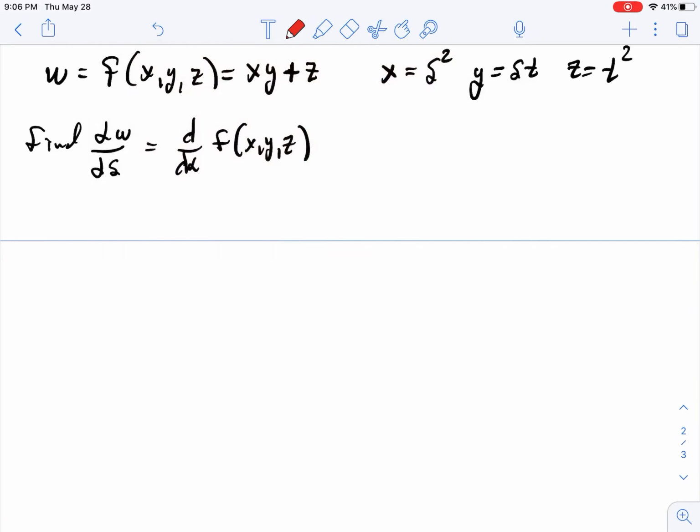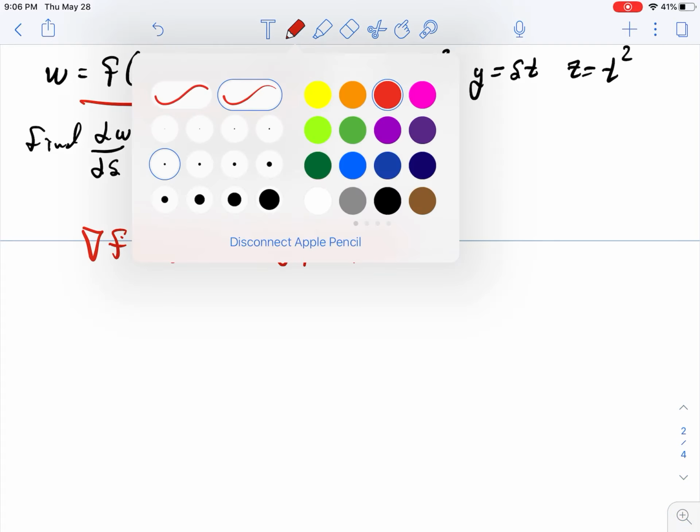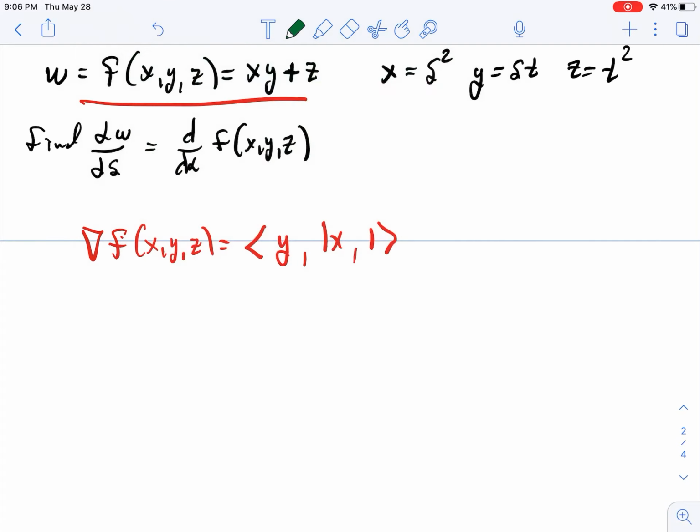Okay, all right. So first thing, we've got to find the gradient. Taking your function f of x, y, z, the gradient is converted into a vector. The derivative with respect to x is 1y, with respect to y is 1x, and with respect to z is 1.